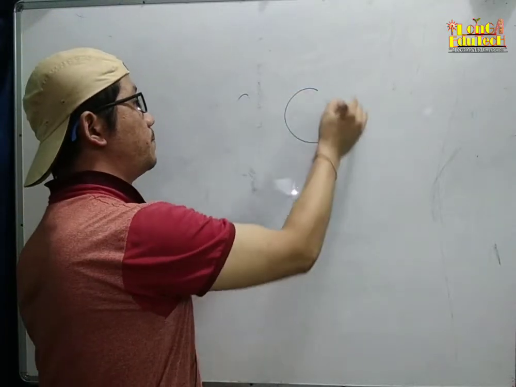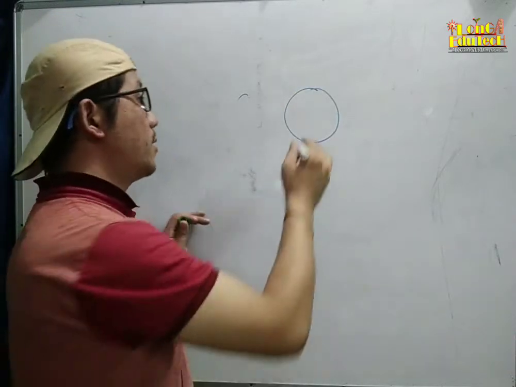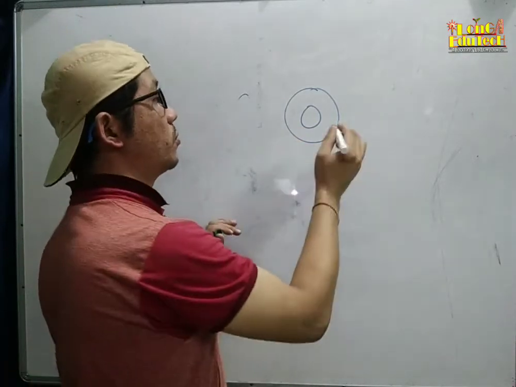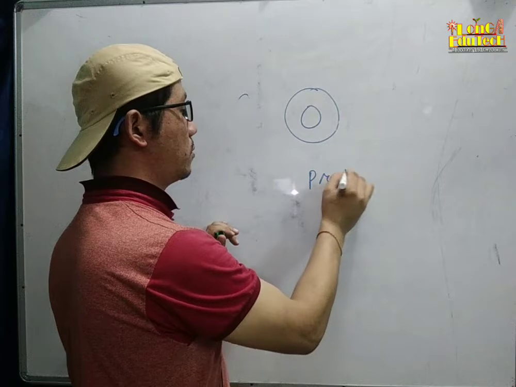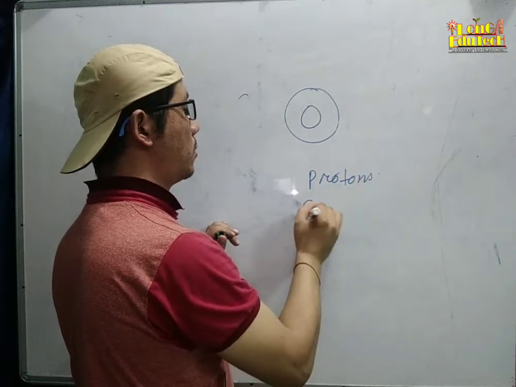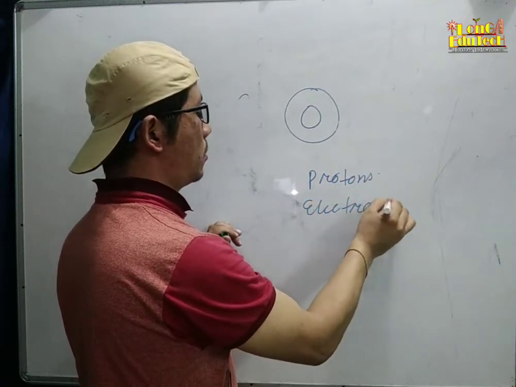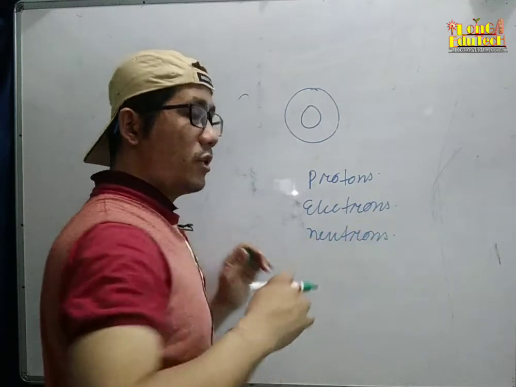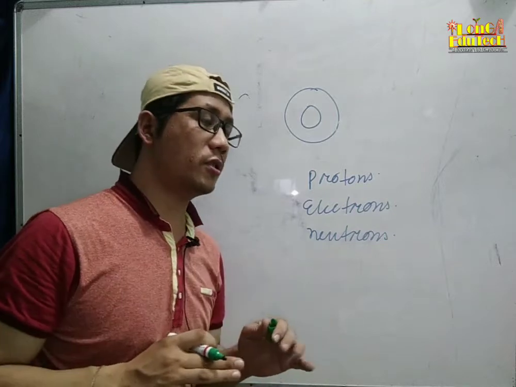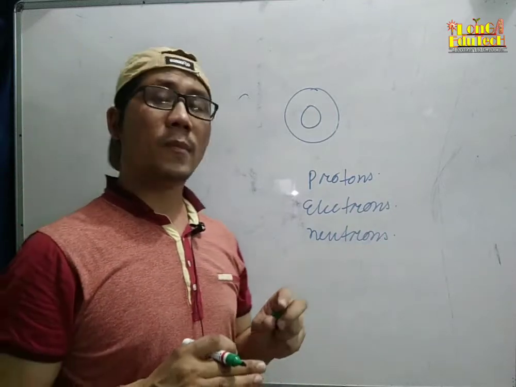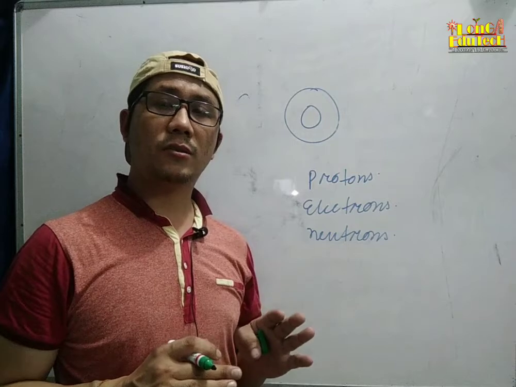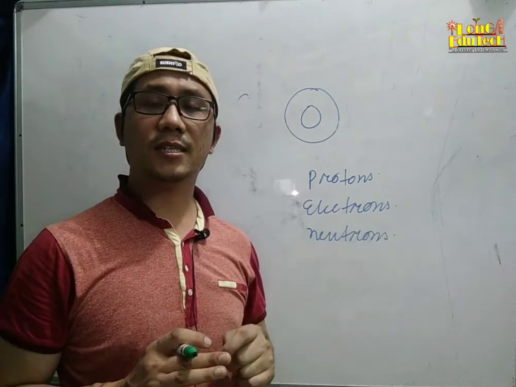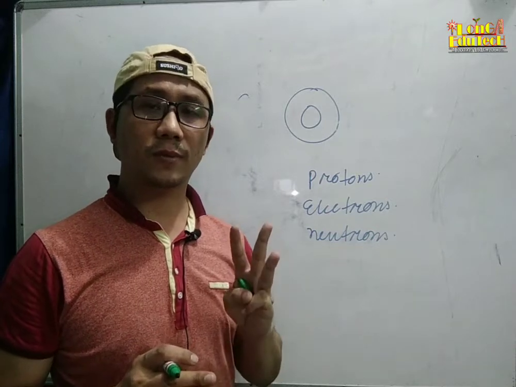This is an atom. An atom consists of three subatomic particles. What are they? Protons, electrons, and neutrons. According to the Maharishi and even Dalton's atomic theory, atoms cannot be further divided. But further studies by scientists found that the atom consists of three subatomic particles.